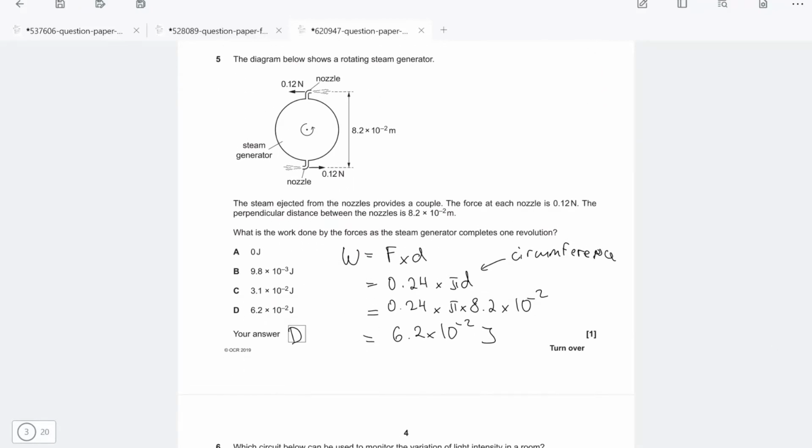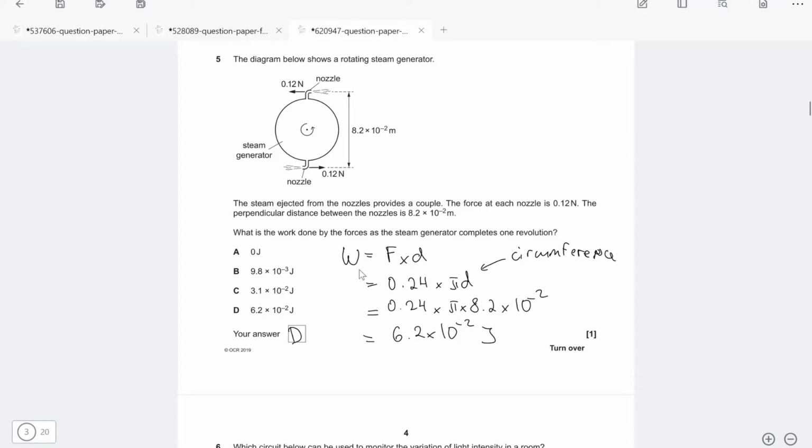Question 5. We have a diagram which shows a rotating steam generator, and we have some steam which is being ejected with a force of 0.12 newtons. This one here is going this way, and the one at the bottom is going the other way. So overall they're going to be creating a torque. There's going to be some work done, and we can calculate that. This will just be equal to essentially the torque. It will be the force times the distance.